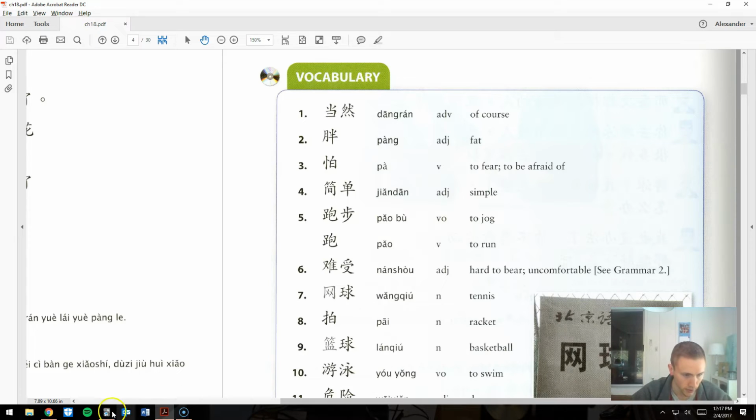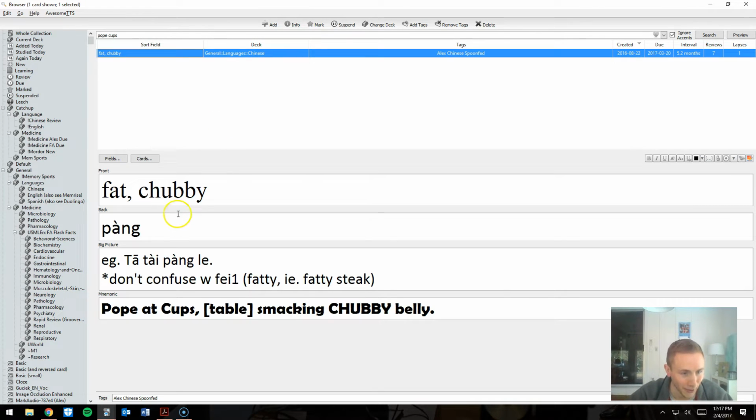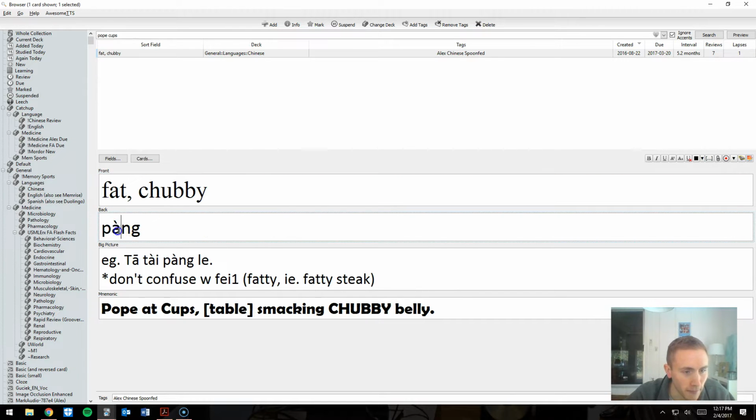I can pull it up here and show you how I took that down. Pope, Cups. Hopefully this is actually here. Okay, here we go, there it is. So fat, chubby, pang. I usually like to include an example to give it some context, so it's not just a random word that I don't know how to use. Pang is a pretty easy one, but other things are more complicated. You can see here, Pope at Cups, and he's at the table, smacking his chubby belly. So that's pang for fat.